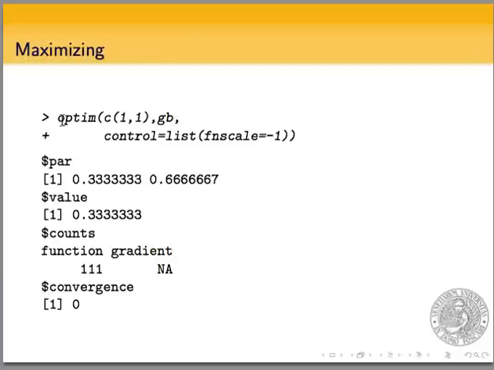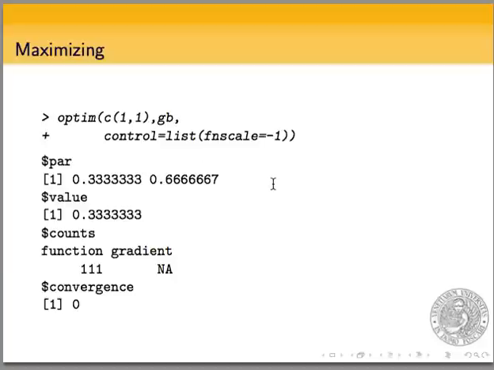If you type optim starting from the point 1, 1, which was indeed derived from the previous graph, I was looking at a graph and guessing that 1, 1 was a reasonable starting point for my maximization procedure. So start from 1, 1, maximize the function gb that you see here, using the option that is needed to maximize instead of minimizing, which is the default behavior. So I am typing comma, control is a list in which one parameter, which is the fnscale of the function, is set to negative. If you type that, you get the following output, which I would like to comment.